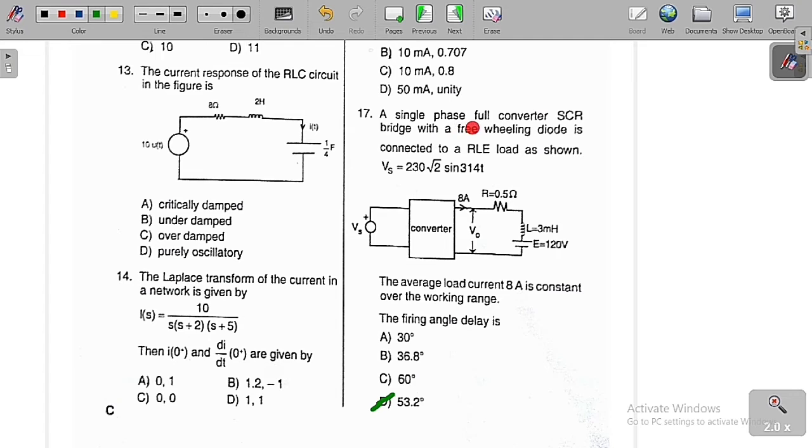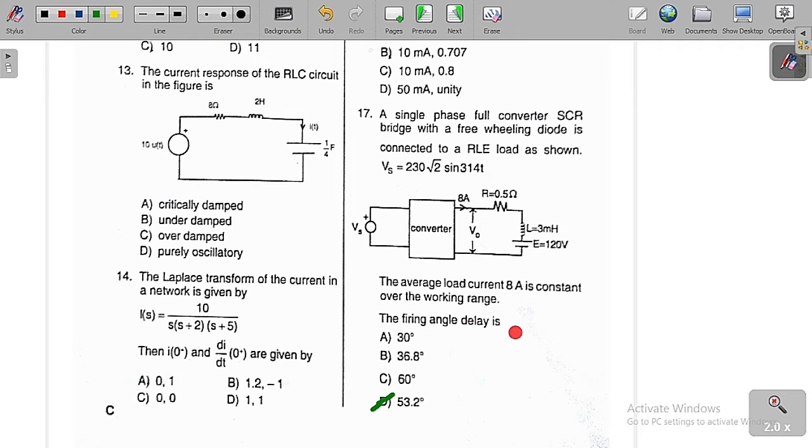See the question here. A single phase full converter SCR bridge with a freewheeling diode is connected to an RL load as shown in the figure. Vs is equal to 230 root 2 sin 314 t. This is a single phase full converter with a freewheeling diode, and whenever there is a single phase full converter with a freewheeling diode, it is called a semi-converter. Now this is a resistor of 0.5 ohm, inductor of 3 millihenry, and E value of 120 volt. This is the output voltage. The average load current of 8 ampere is constant over the working range.